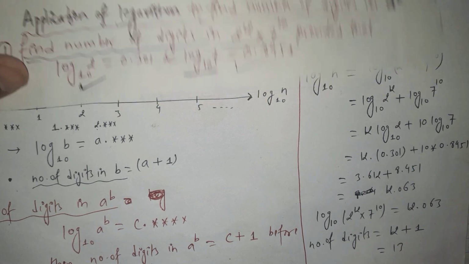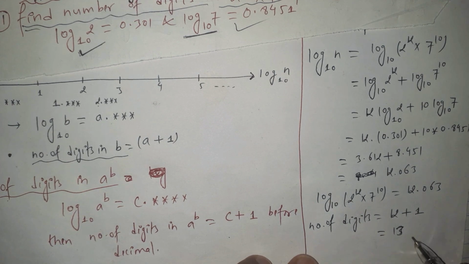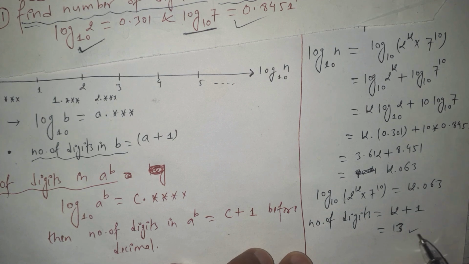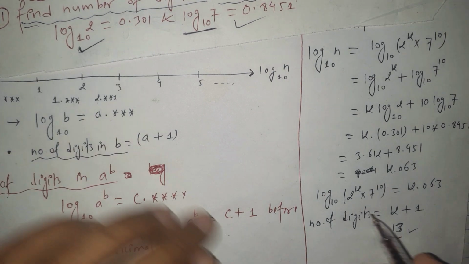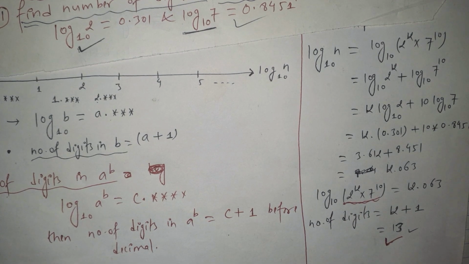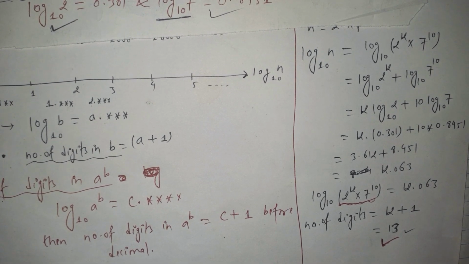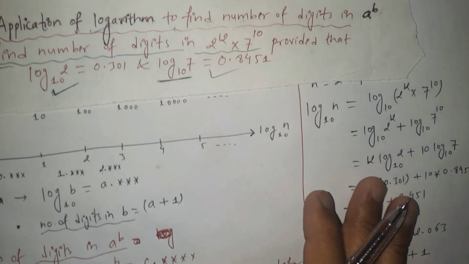This gives 13. So in the given number there will be 13 digits before the decimal, or to the left of the decimal. So the required number of digits we calculate here is 13. The number of digits in the given number will be 13. Here we used the concept of the logarithm to calculate how many digits are present in the number. This is the concept to calculate the number of digits in any number.